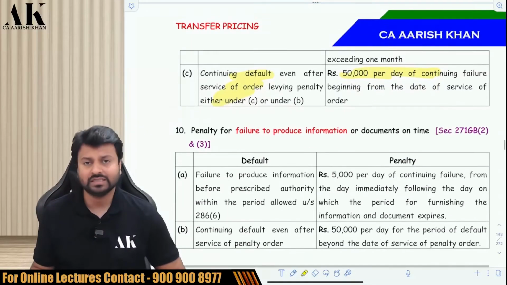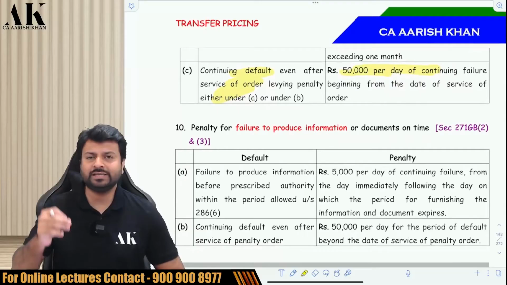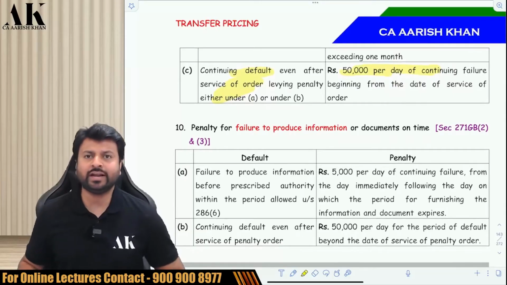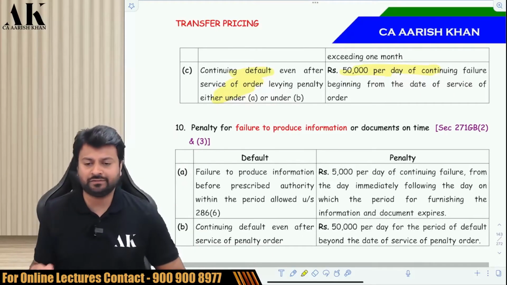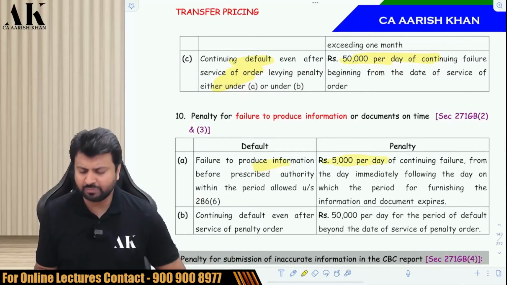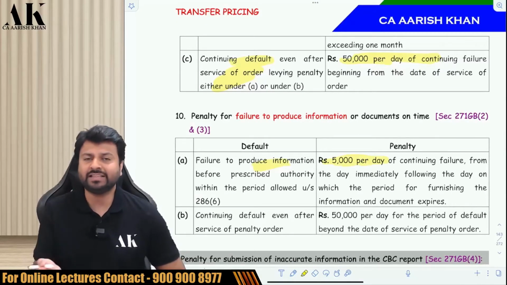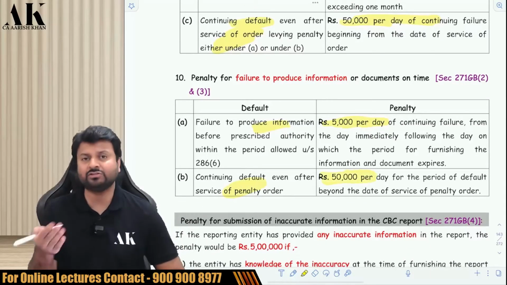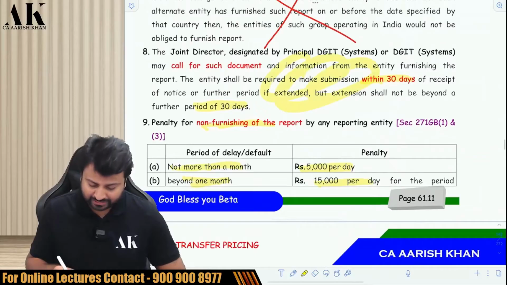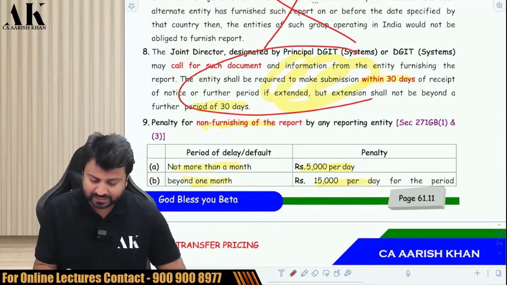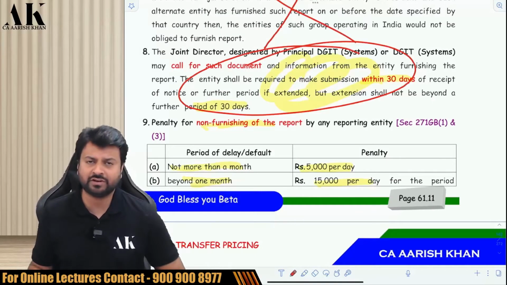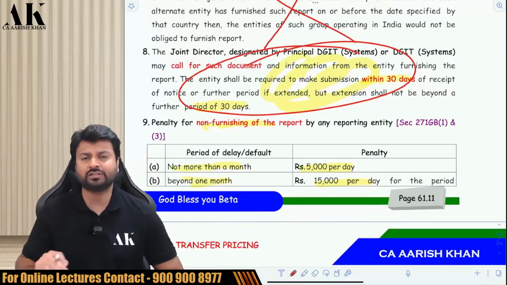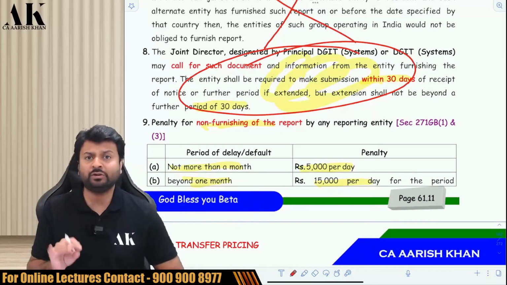Check. Second, as I have told you, the CBCR authority, that is joint director, principal directors, they will call for certain information and you have to give it to them within 30 days. If you don't give it within 30 days, then 5,000 rupees per day. And after that they will send you a penalty notice, and even after that if you don't give it, then it is 50,000 rupees per day. I am talking about this point. If you violate this particular condition, then there is a penalty of 5,000 rupees for the first few days, and after that when they send you a notice of penalty order, if you still don't reply to them, then 50,000 rupees per day.